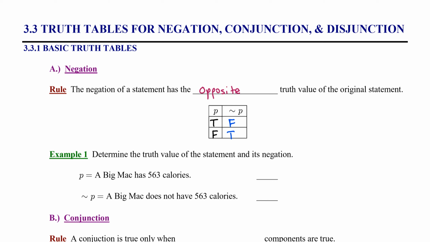Let's work on an example. Determine the truth value of the statement and its negation. Statement P is a Big Mac has 563 calories. Now, according to Google, this is a true statement. The negation, not P, is a Big Mac does not have 563 calories. Well, if P is true, then not P must be false. The negation, again, is the simplest truth values that we can explore.